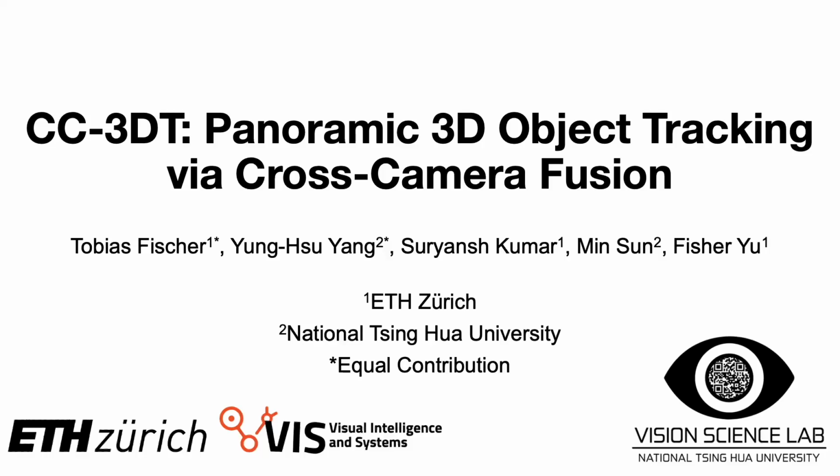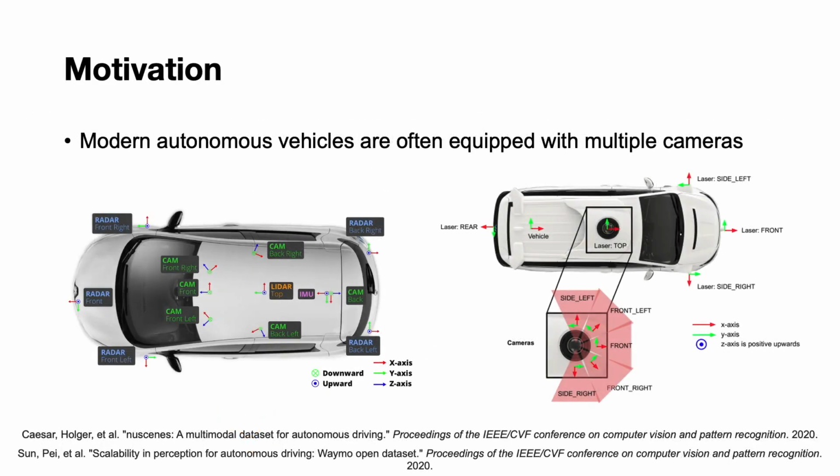We present CC-3DT, Panoramic 3D Object Tracking via Cross-Camera Fusion. To track the 3D locations and trajectories of the other traffic participants at any given time, modern autonomous vehicles are equipped with multiple cameras that cover the vehicle's full surroundings.